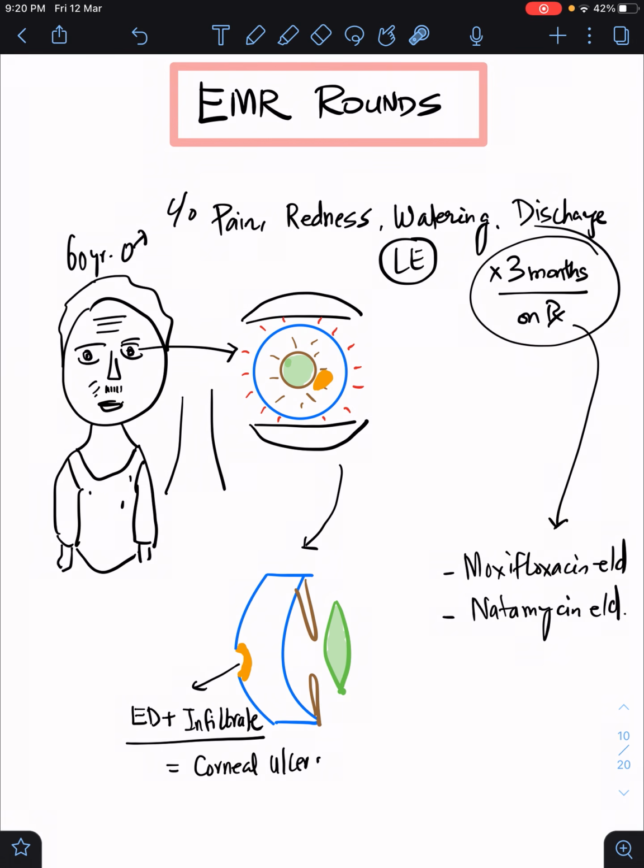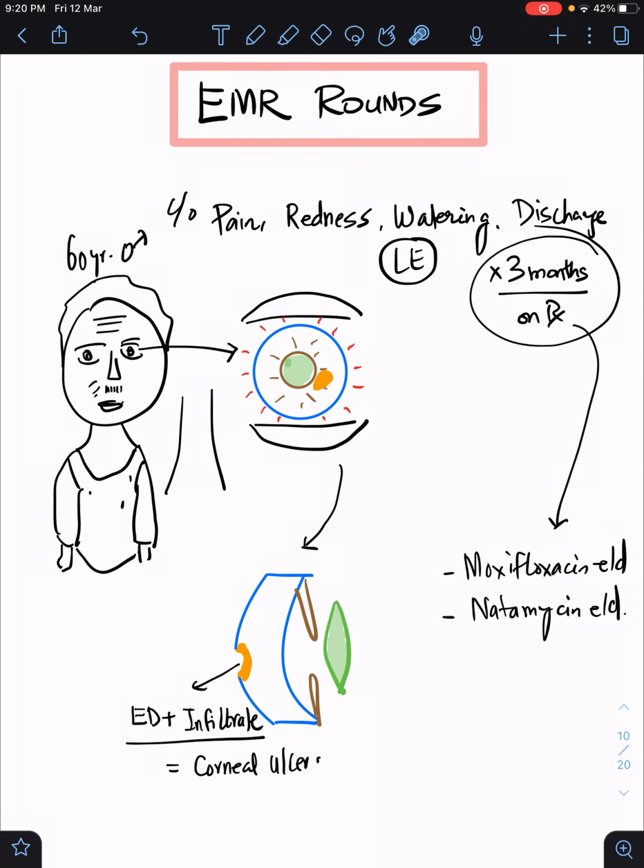He says that while plucking a leaf or a plant, it accidentally injured his left eye. He went to a local ophthalmologist. He was on, and he's still on, moxifloxacin eye drops and natamycin eye drops. Moxifloxacin is an antibiotic, natamycin is an antifungal.